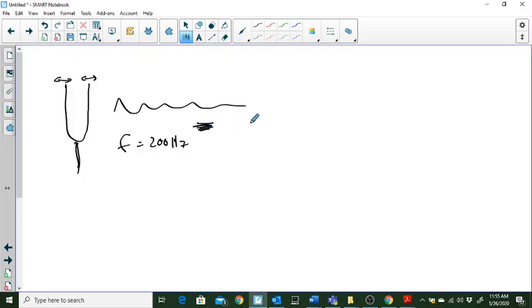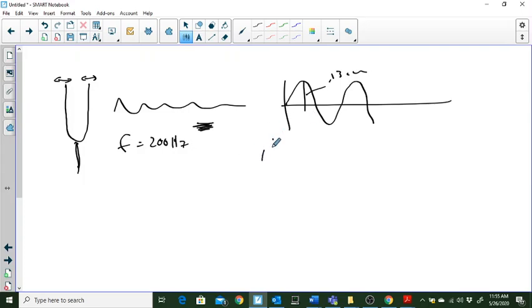We're told that the amplitude is 0.13 centimeters. Okay, so just again to refresh, here's our wave. Amplitude is here, and that's 0.13 centimeters. So how far does the end of the tuning fork go in one vibration? How far does the end of the tuning fork go?